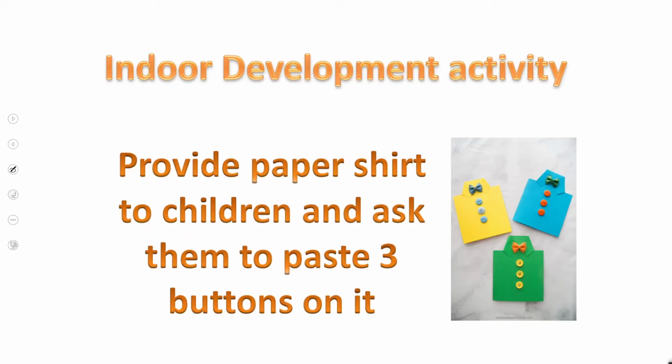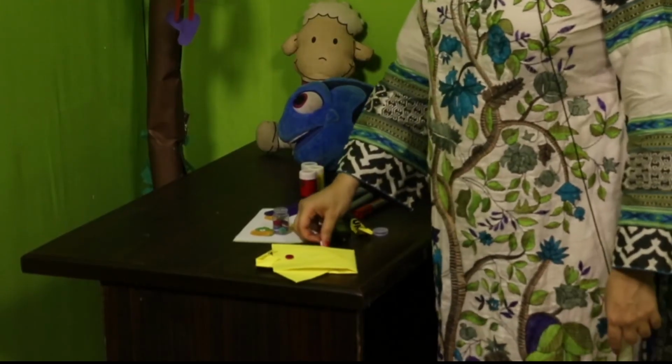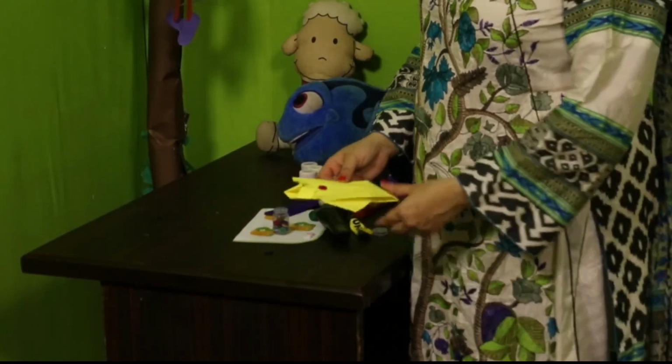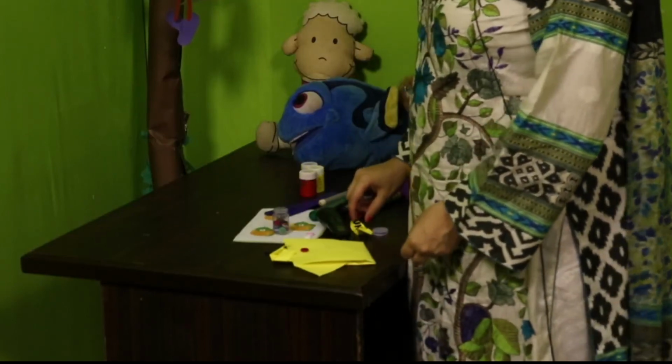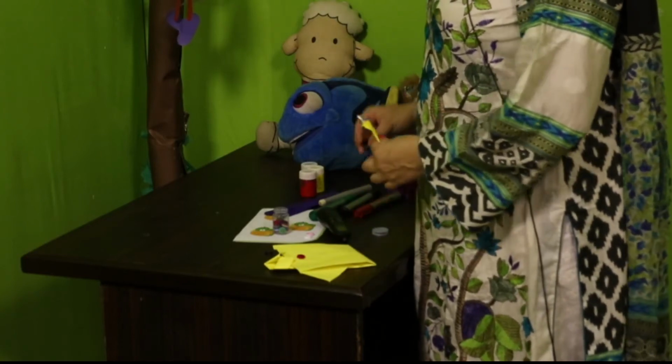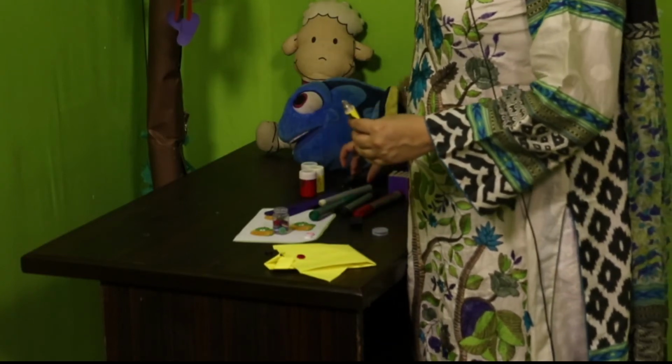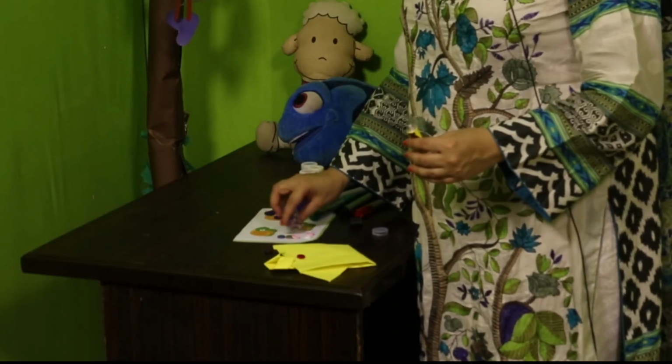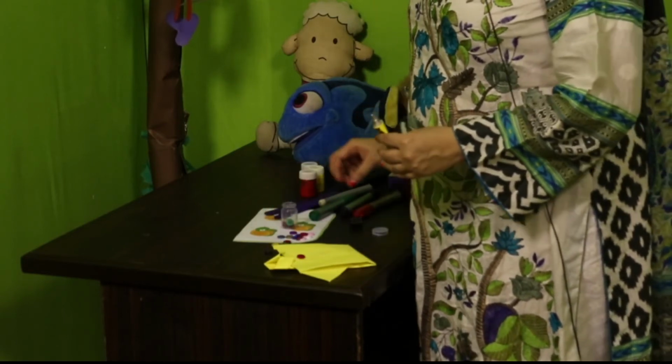Okay. So now we have another very interesting indoor development exercise. Provide paper shirt to children and ask them to paste 3 buttons on it. So your teacher or your parents will provide you this paper handmade crafted shirt on which you are going to paste buttons. I have already pasted one sample button over it. Your parents and teacher will give you some random buttons and you have to take 3 buttons out of them.